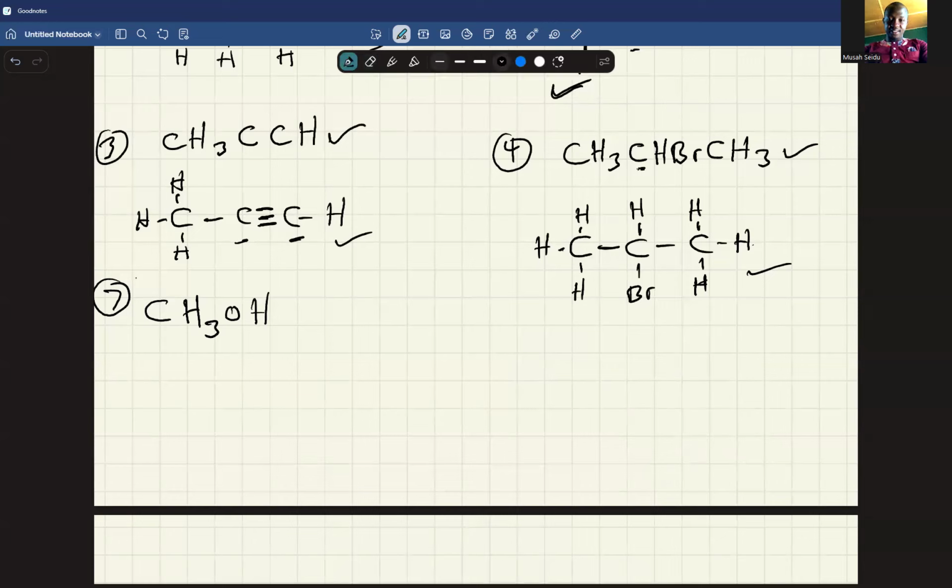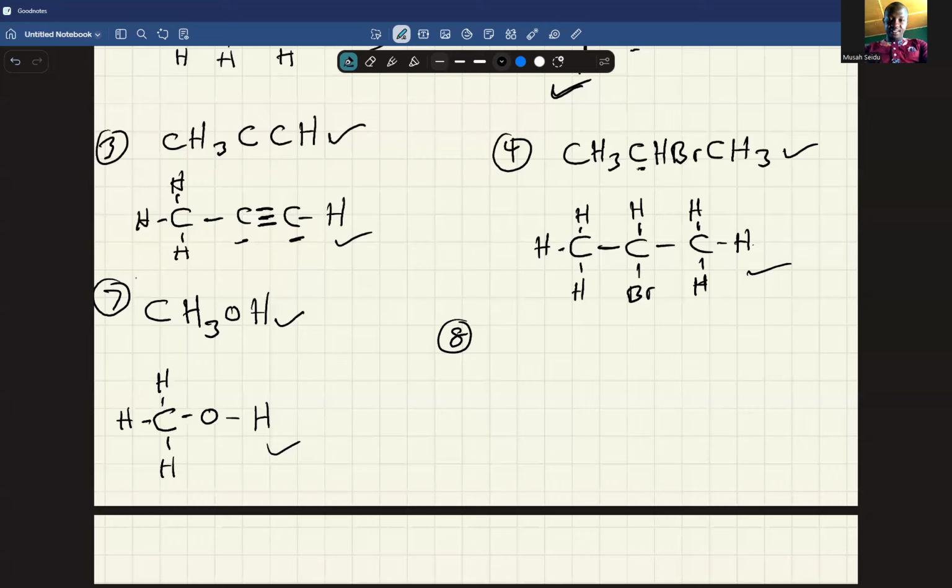Now to do the Lewis structure of this, we have our first C. 1, 2, 3. And on the right, it is bonded to OH. So the structural formula of this is that. All right. The next example.